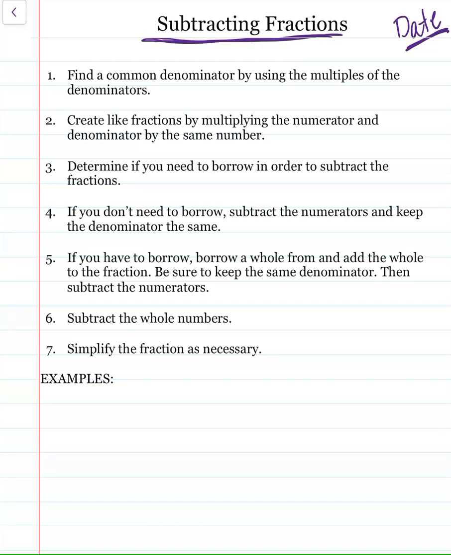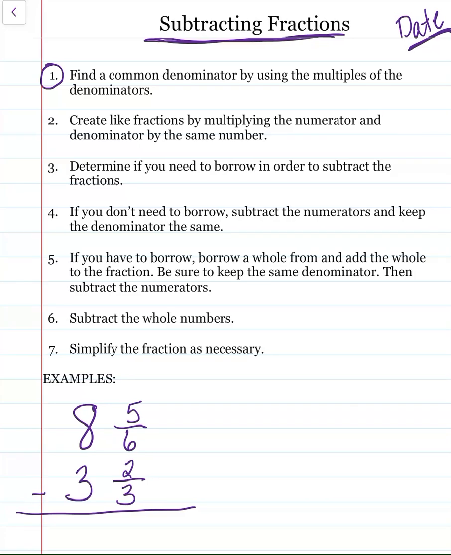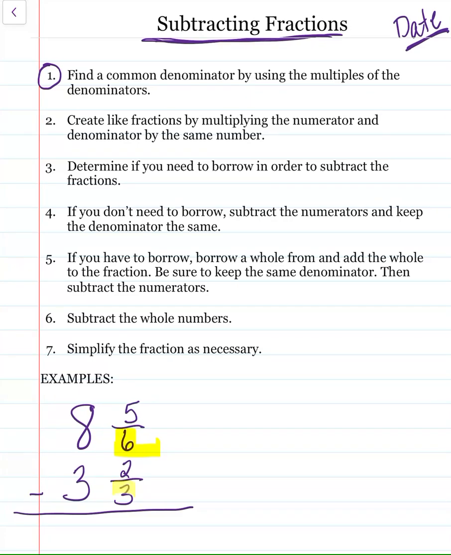Okay, our first step when we are subtracting fractions is to find that common denominator. So let's say that we have 8 and 5/6, and we want to subtract, let's say 3 and 2/3. So our denominators are different. We have a 6 and we have a 3. So we need to get a denominator that's the same so that we can subtract them.